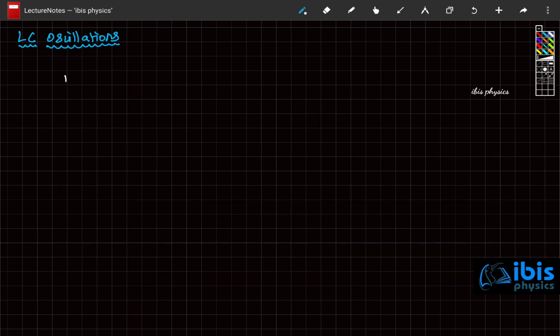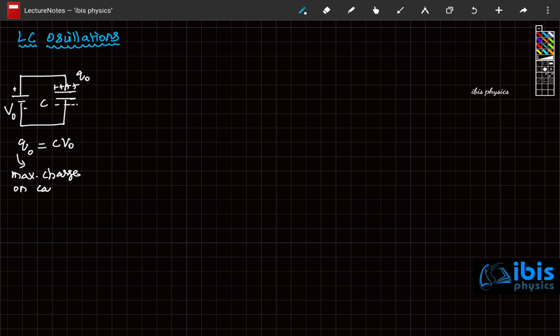Suppose you have a capacitor and a battery of voltage V0, and you connect it across the capacitor so that the capacitor is fully charged to the charge Q0. If the capacitance is C, we know that Q is equal to CV, so the maximum charge Q0 will be equal to CV0. This is the maximum charge stored on the capacitor.